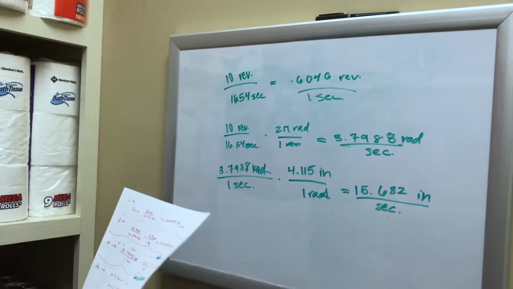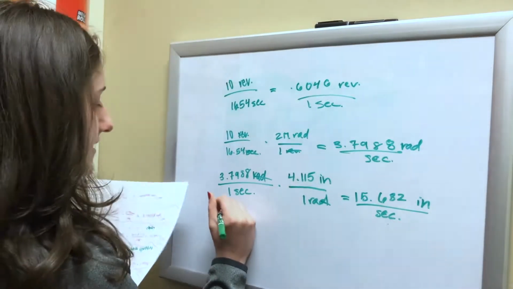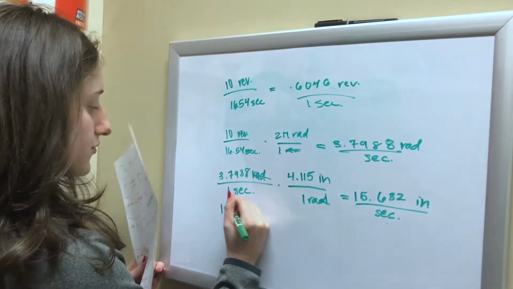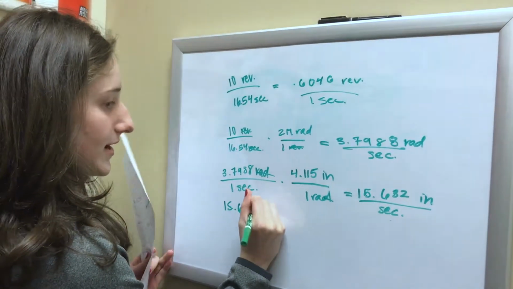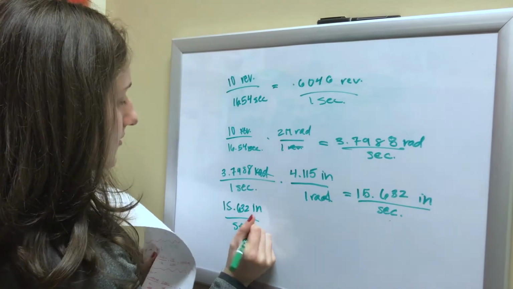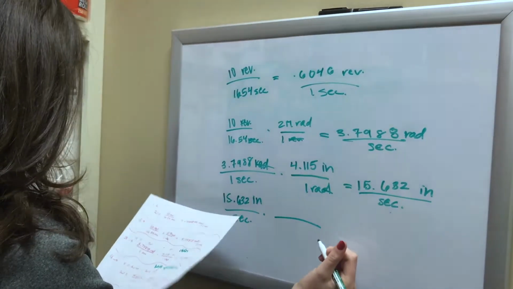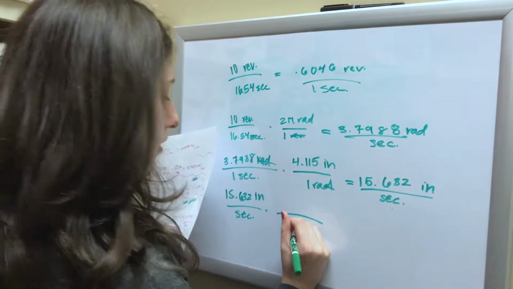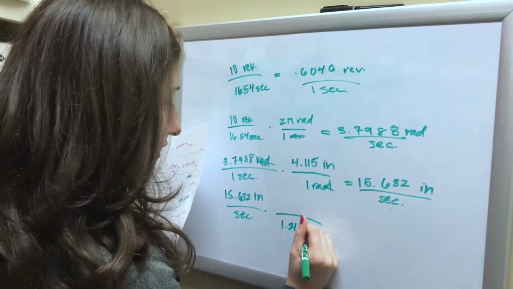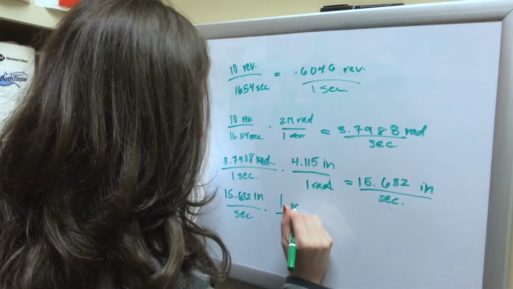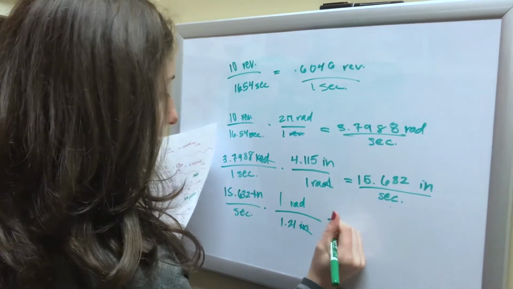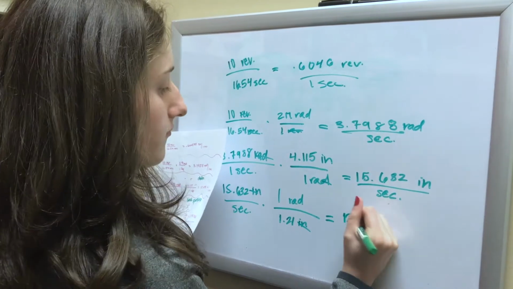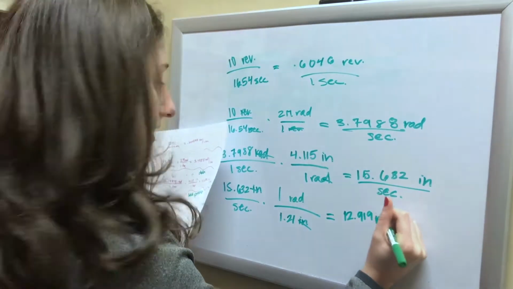What is the angular velocity of the back sprocket of your bike moving in radians per second? To find the angular velocity of the back sprocket, we take the linear velocity of the chain, which was 15.632 inches per second, and multiply that by the radius of the back sprocket, which was 1.21 inches per 1 radian. And that gives us the angular velocity of the back sprocket to be 12.919 radians per second.